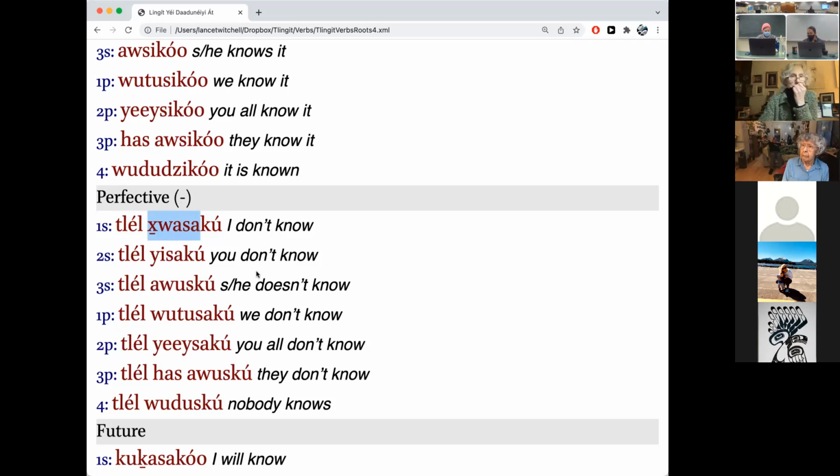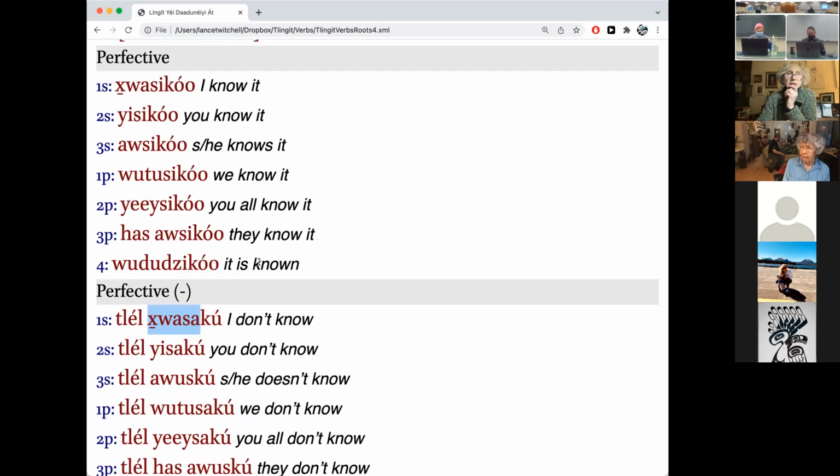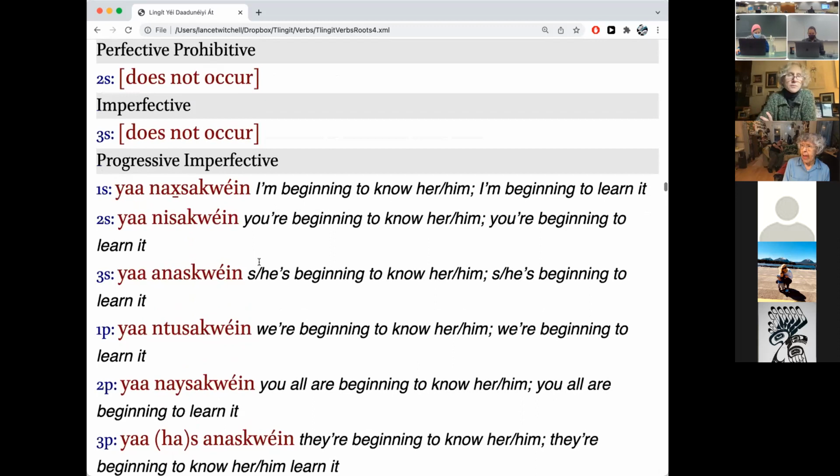So I was wondering about the perfective and the imperfective on this. So the perfective is translated that, you know, it's not I knew it, it's I know it. Mm-hmm. And there isn't an imperfective. And I notice on some verbs, it doesn't have an imperfective. So I'm just wondering what's going on there.